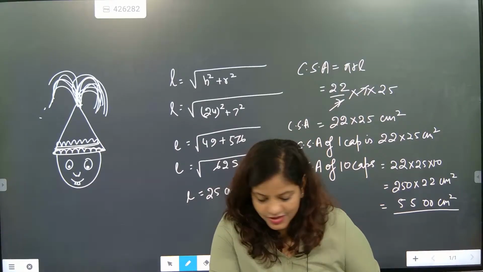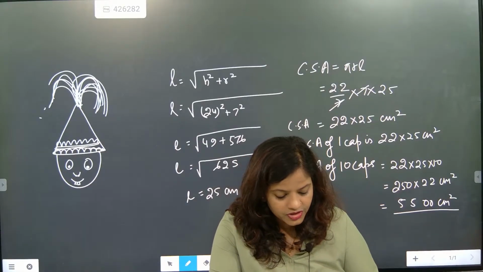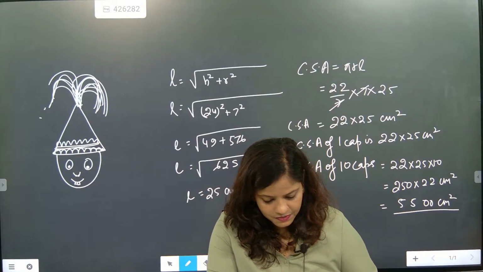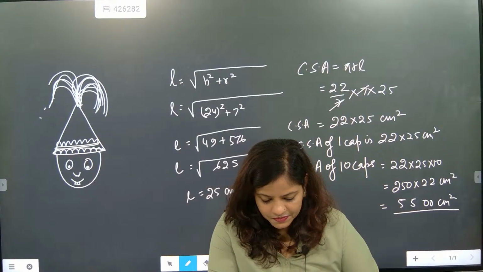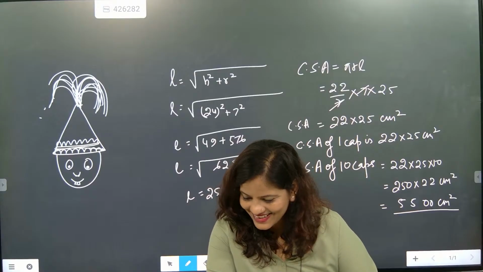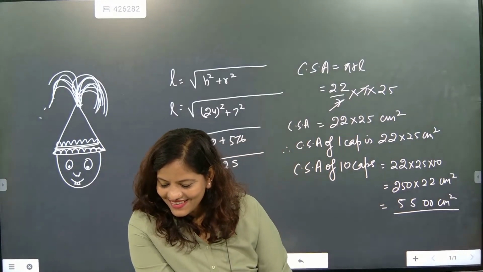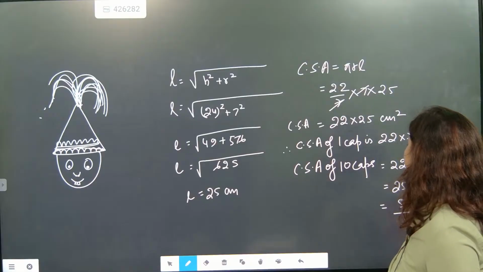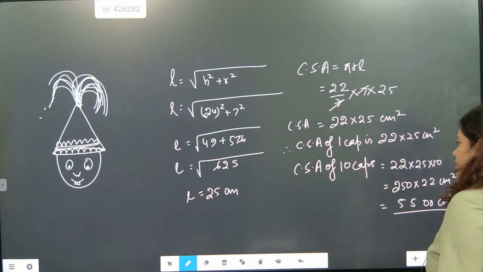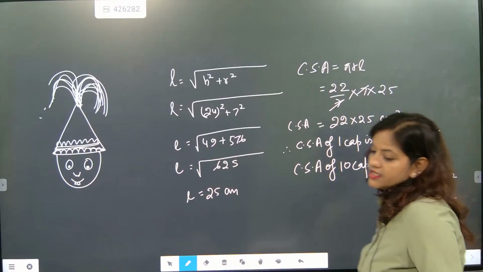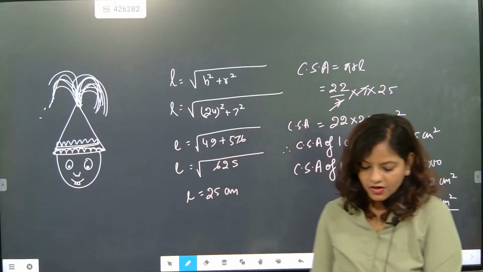Shall we go for the next question? The last NCERT question we are going to check. I did it for you only. See, 22 into 25 is coming. 25 into 22: 2 fives are 10, 2 twos are 4, 1 carried. So this much is coming as the area, the CSA, in square centimeter. Now we will go for the next question.